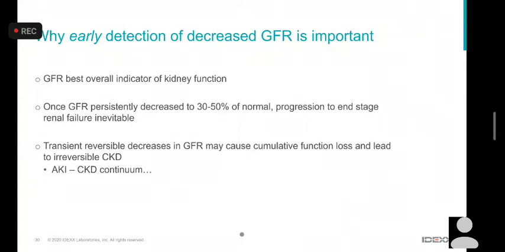degeneration of the kidneys. But all the supportive treatment we can start, the sooner we do it, the more we make a difference. So let's say once your GFR is persistently decreased to 30 to 50% of the normal, well, it's inevitable. You're going to get to end-stage renal failure, right? But the challenge is that you have these transient, reversible changes, and then they come back and they go, and they come back and they go. So the sooner we diagnose or the sooner we uncover, the more we can do.